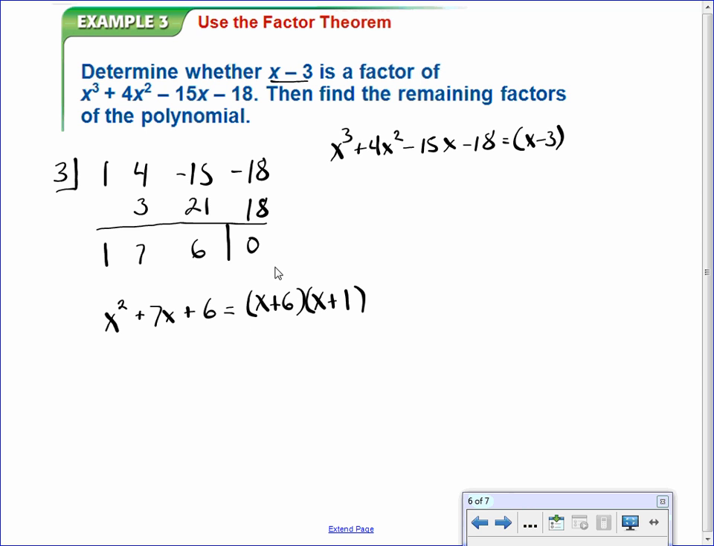Of course, that's going to be 6 and 1. So now let's look at what we've done here. We've taken our depressed polynomial and factored it apart. We knew that this x minus 3 was a factor of this. So now the other two factors of this are x plus 6 and x plus 1.